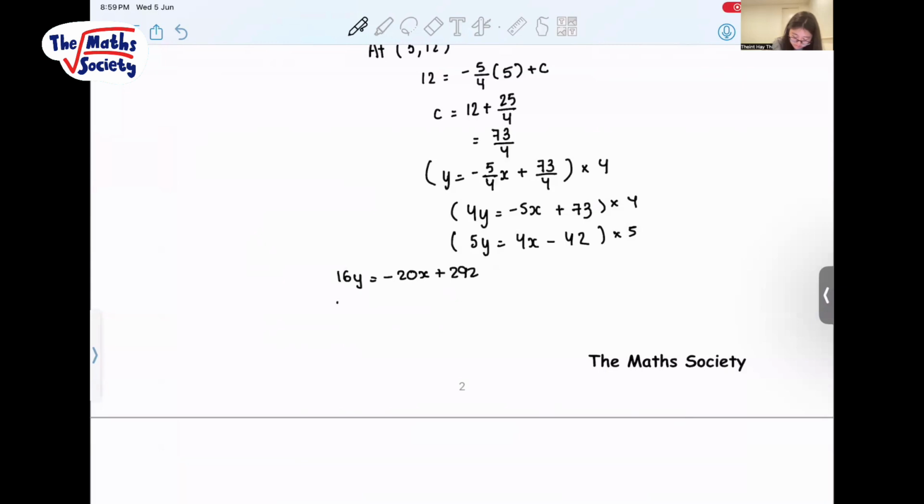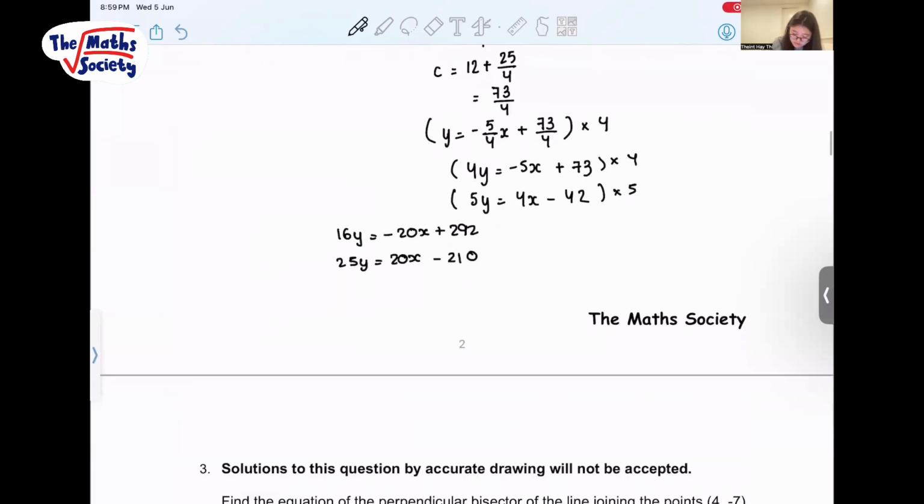And then you have 25y equals to 20x minus 210. So these cancel out, and then you have 41y equals to 82. And then you have y equals to 2.